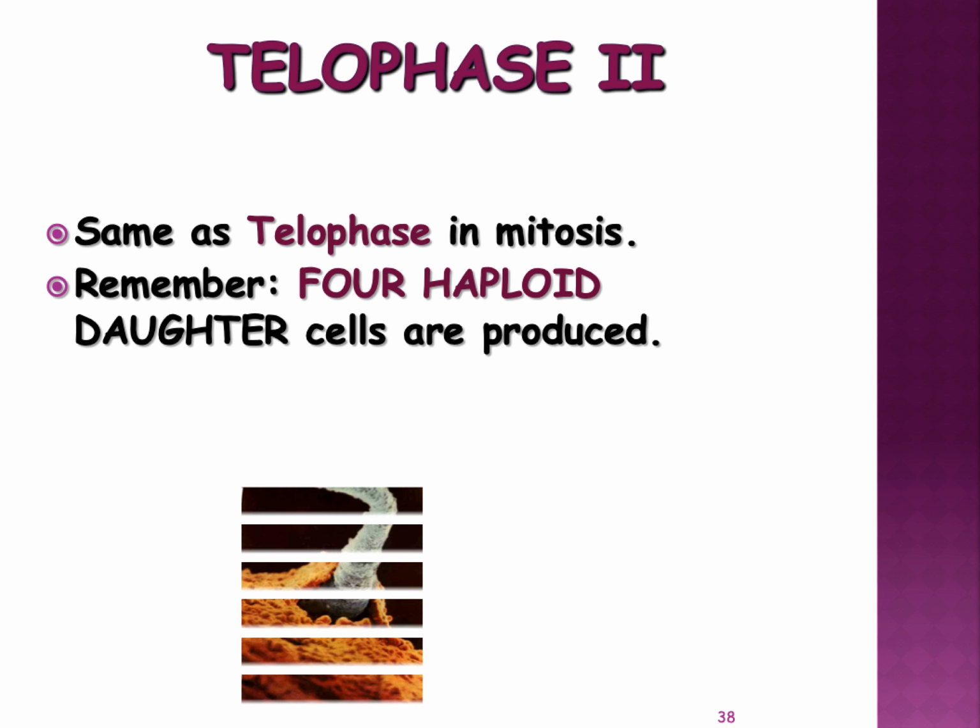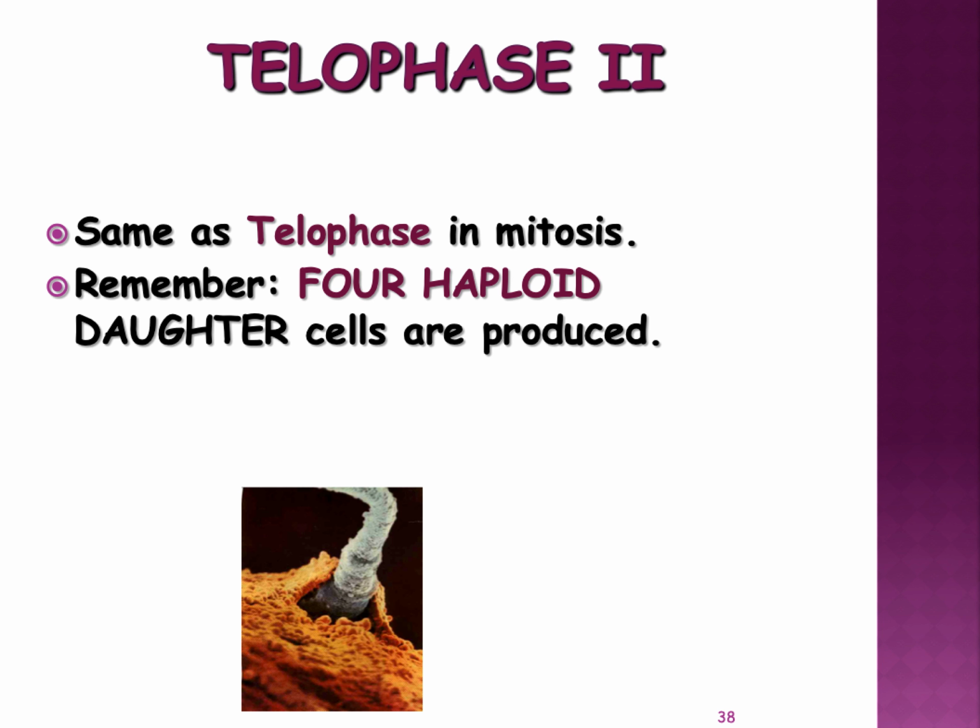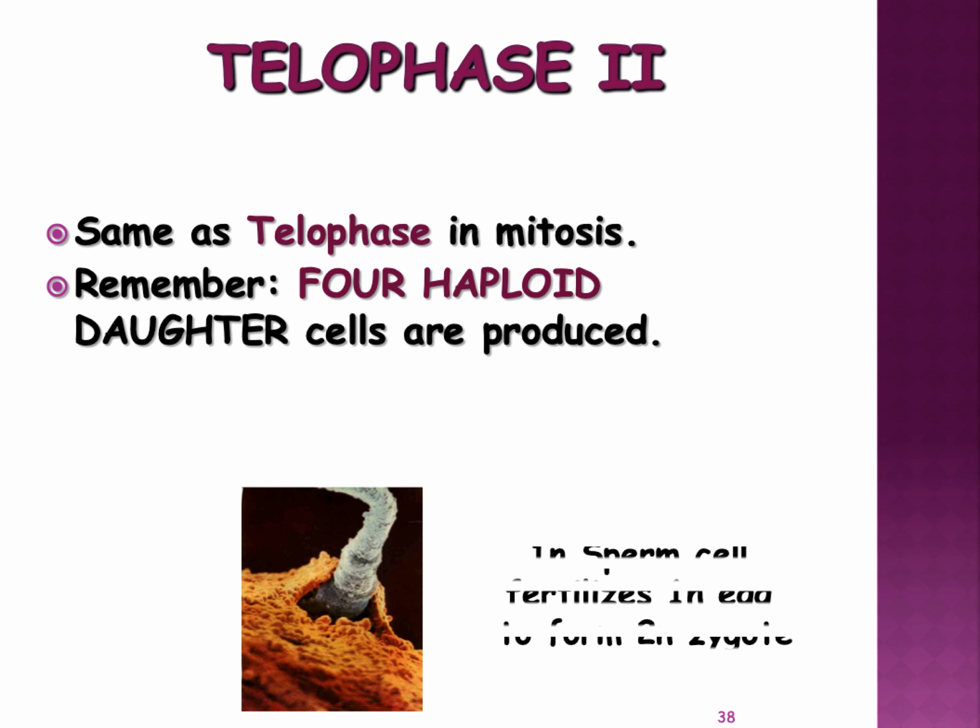Then telophase 2, same as telophase in mitosis, right? You will get that indentation. You will get 4 haploid daughter cells. So again, 4 cells, haploid daughter cells that have 23 chromosomes in them, okay? So that's for humans, of course.